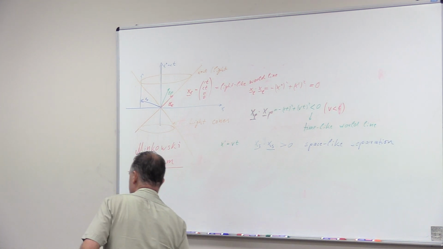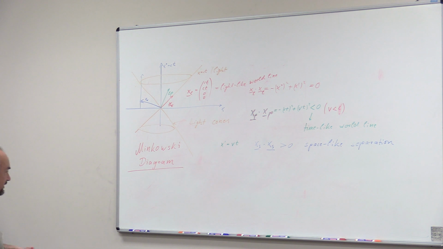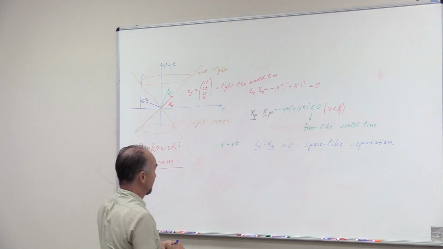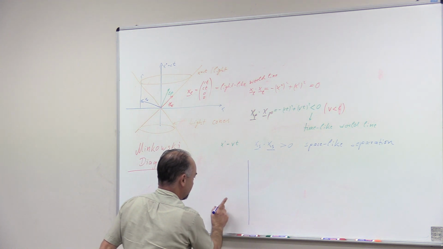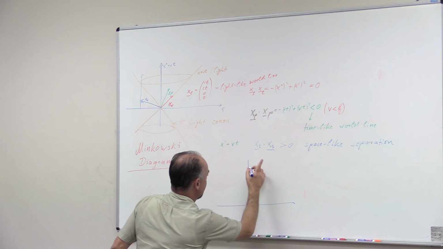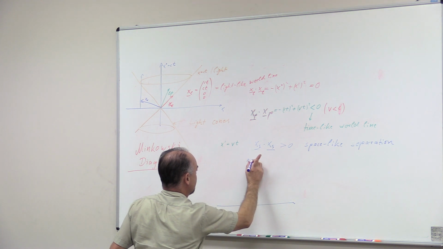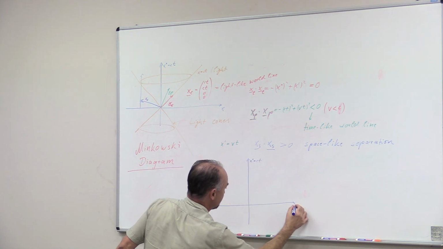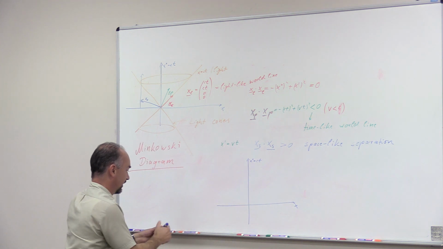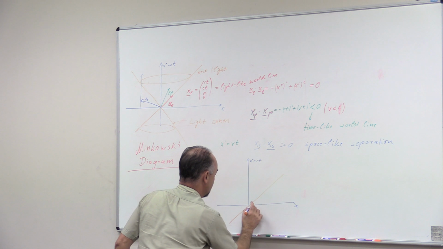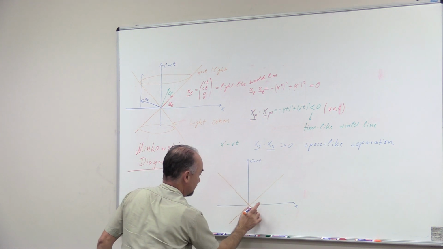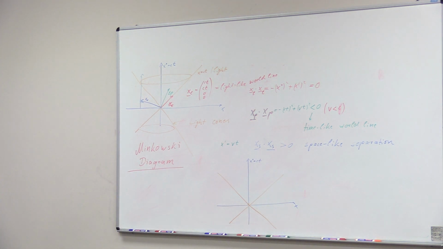So let's, for example, look at a paradox called the twin paradox. I'm sure you've heard of it. Anybody? So this is X0, this is T, this is X. And we have our light cones. What does the twin paradox say? I'm pretty sure you've heard of it.